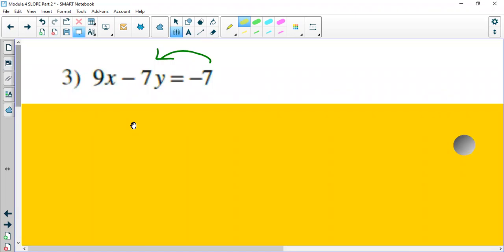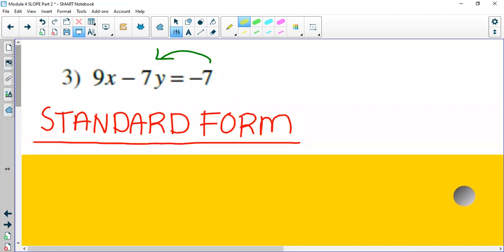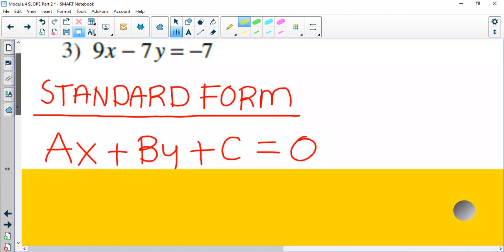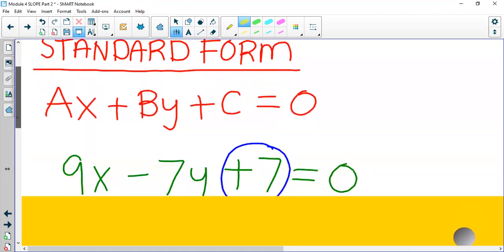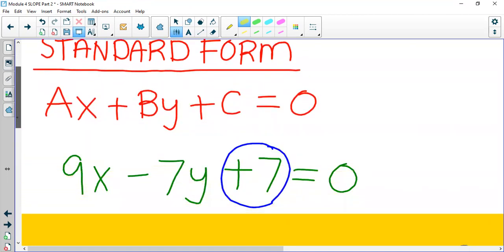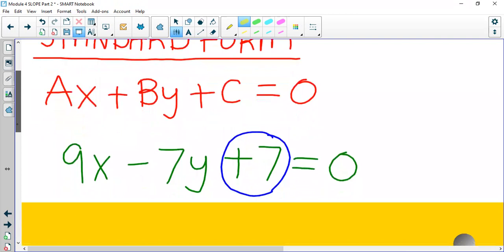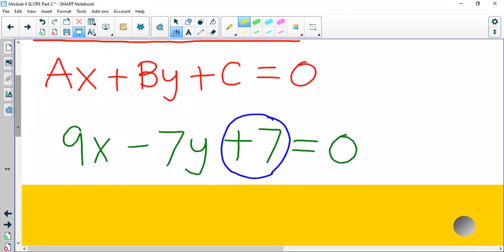Great. So that means we have to move all of the terms. Because standard form is ax plus by plus c is equal to 0, I want to move all the terms to the left-hand side. So our original equation, the negative 7, turns into positive 7 when it moves over to the left-hand side. Do I need to do anything else with this equation?